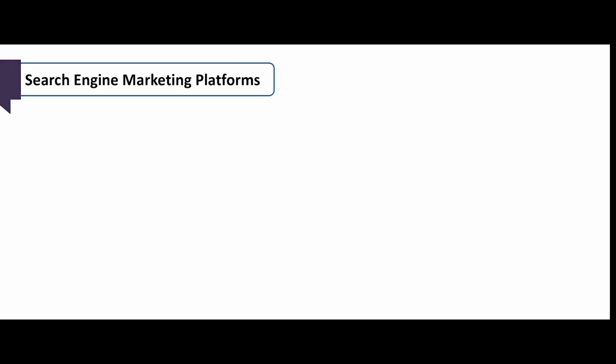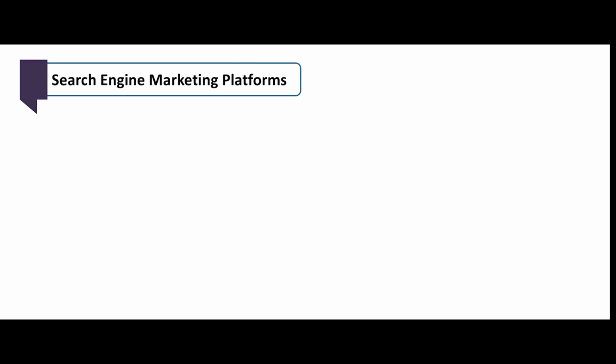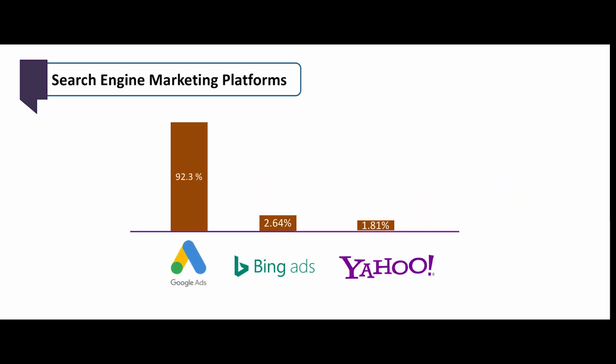For search engine marketing, there are two very important platforms that are being used worldwide, and these platforms are Google Ads and Bing Ads. Without any debate, Google Ads is the leader in search engine marketing, as it has a 92% share in the search engine market, followed by Bing and Yahoo. Even in our course, we will use the Google Ads platform to learn about search engine marketing campaigns.